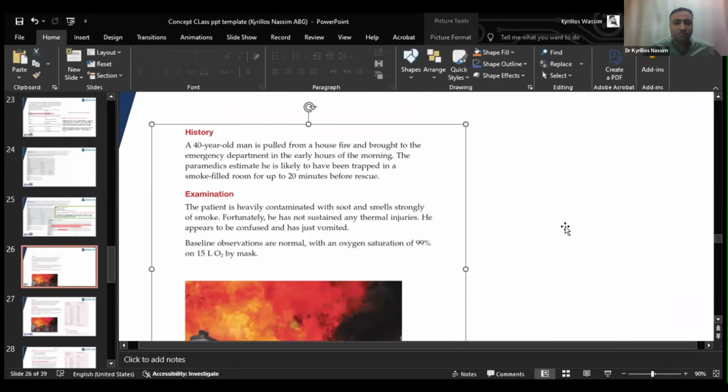A 40-year-old man is pulled from a house fire and brought to the emergency department in the early hours of the morning, and the paramedic estimates he is likely to have been trapped in a smoke-filled room for about 20 minutes. On examination, the patient is heavily contaminated with soot and smells strongly of smoke. Fortunately, he has not sustained any thermal injury. He appeared to be confused and has just vomited. Baseline observations are normal with an oxygen saturation of 99% on a 15-liter oxygen mask.